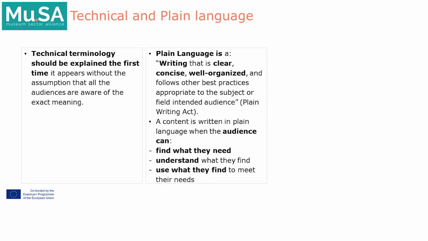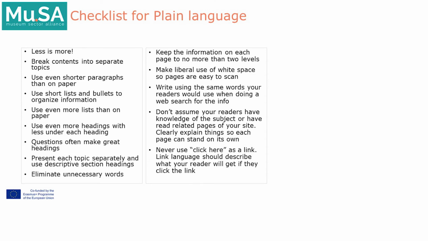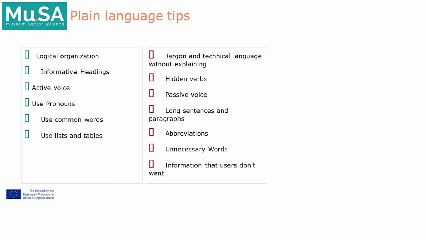For plain language, be sure that your communication is clear, concise, and well organized. What are the rules for plain language? Here are some indications for keeping information accessible, clear, and captivating to your audience. Here are some tips for plain language. Organize information in a logical way. Don't give users information they don't want. Use pronouns and common words. For complex information, use lists and tables.